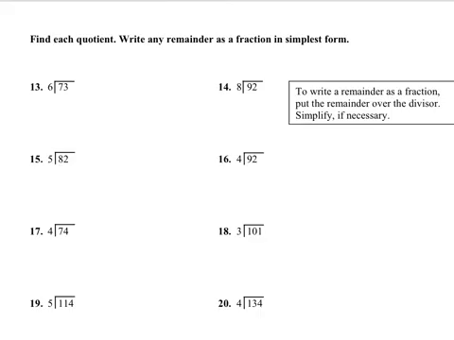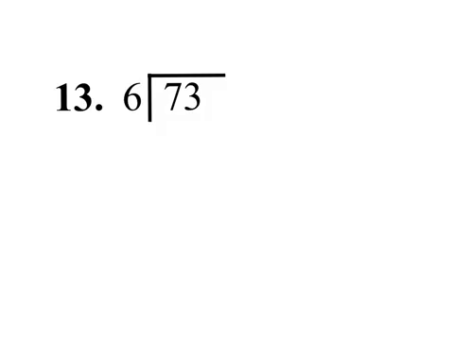Okay, your instructions for the backside are going to be a little bit different than the front. It says find each quotient and then write any remainder as a fraction in simplest form. So here we go with number 13. On number 13, we've got 73 divided by 6.